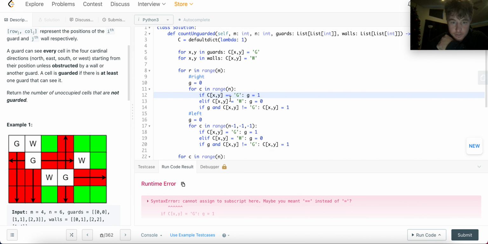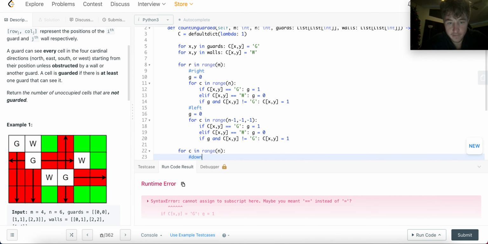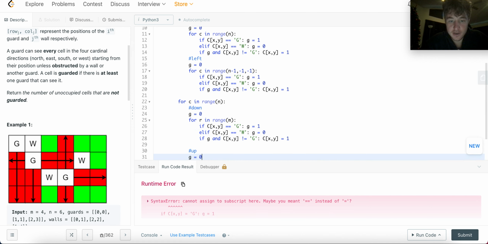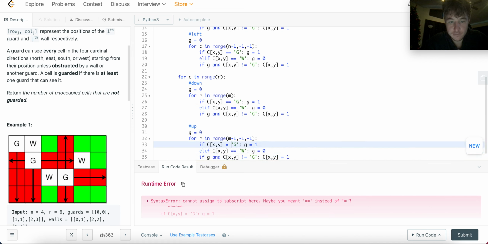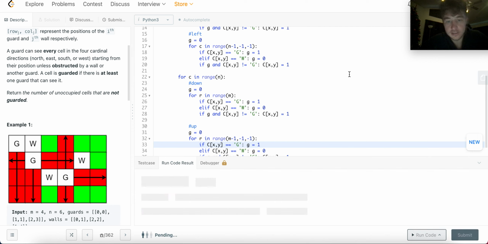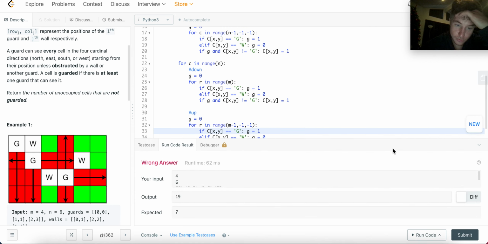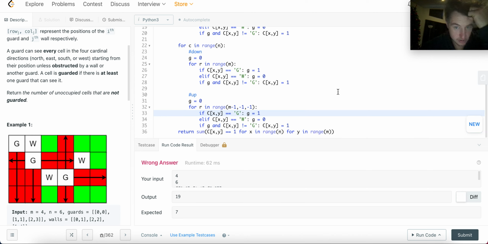If this equals... Oh, I forgot to do double equal, guys. That's why you don't copy paste. Look at that. Now I have to show my embarrassing mistake over and over and over again. And it's probably not the only one because it's a pretty simple thing that I messed up. So, let's see. 19. Ooh. So I messed up.